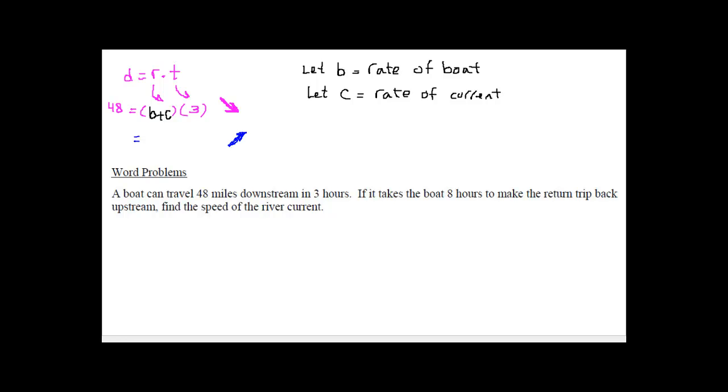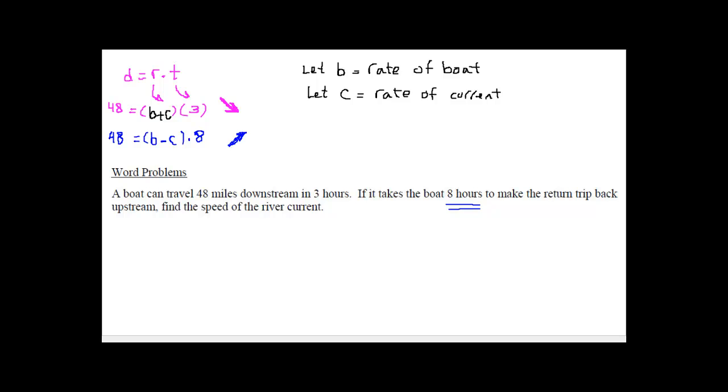What would be the distance? Okay, go ahead, Brian. The distance would be 48. Okay, the same distance, 48. What would be the rate, Brian? The rate would be the rate of the boat B minus the rate of the current C. And what is the time? Multiplied by the time, 3 hours. Well, it's not 3, Brian. What is this? 8 hours. Excuse me. Okay, very good.